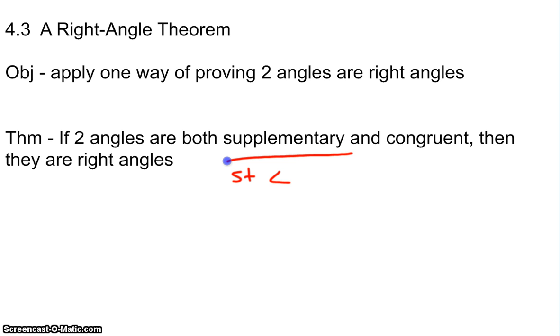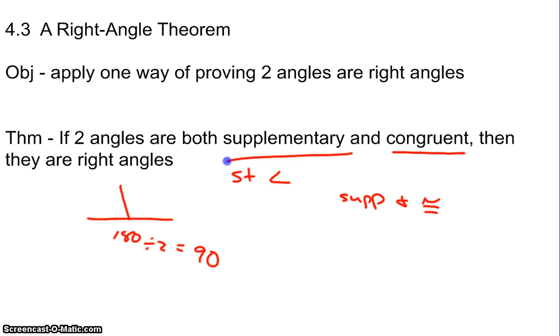But we can also say that those angles are congruent. So if we can get that the angles are supplementary and congruent, then we can say that they are right angles, because they have to add up to 180 and they are equal, so we can divide by 2, and we know that they would have to be 90 degrees. So our goal for today's lesson is to get angles that are supplementary and congruent.